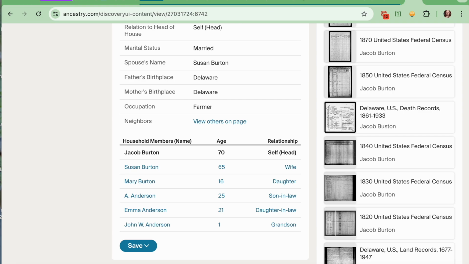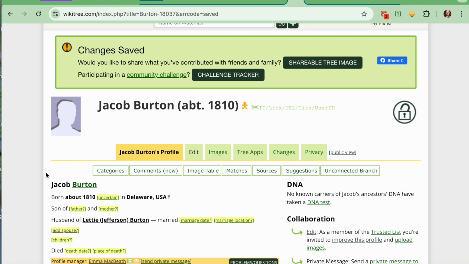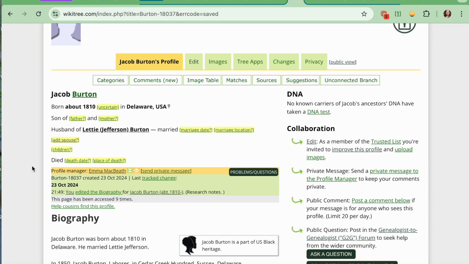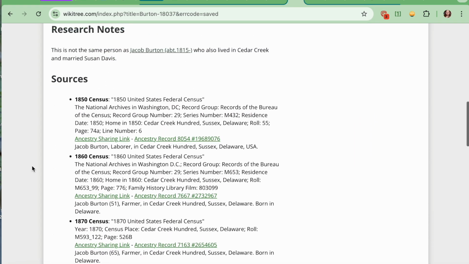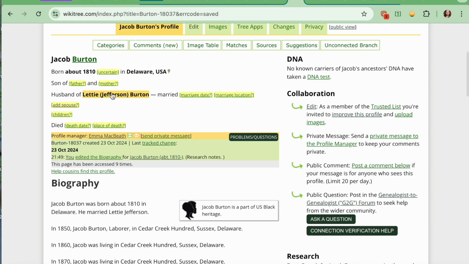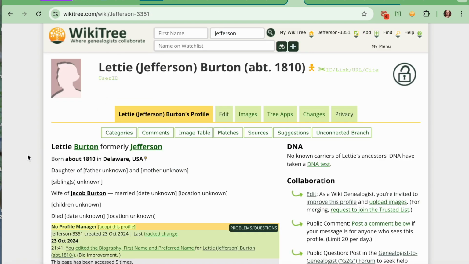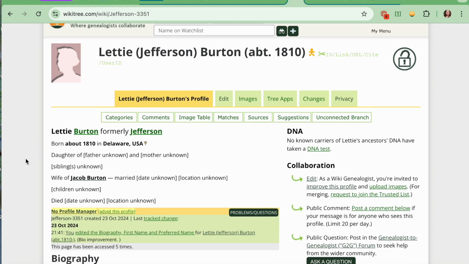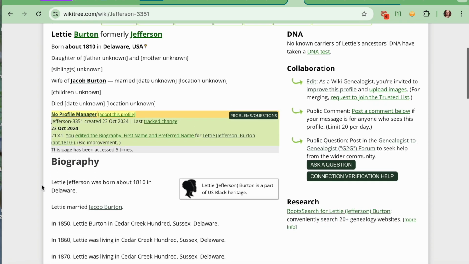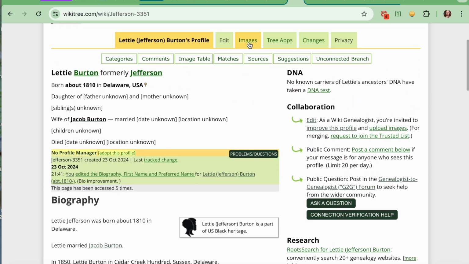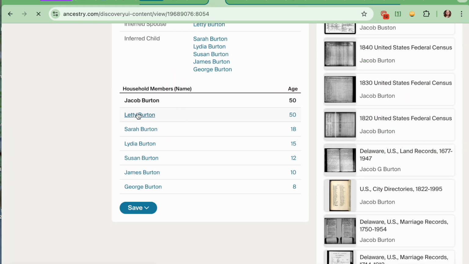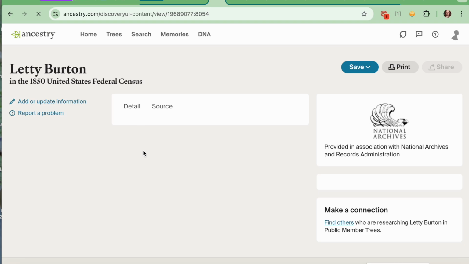So I created the profile for Jacob over here on WikiTree, married to Letty, and I added all his records, right? And I thought, okay, we're good. So then I went to create Letty's profile. Now I knew her name was Jefferson because of the kids' death records. They had her last name as Jefferson. And I started adding her records, and look what happened when I clicked over to her name.